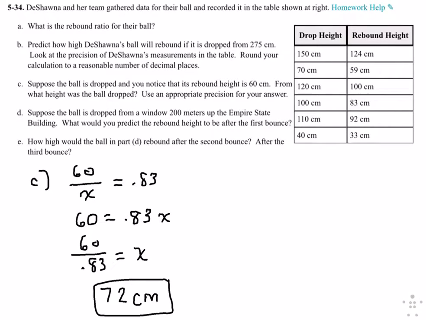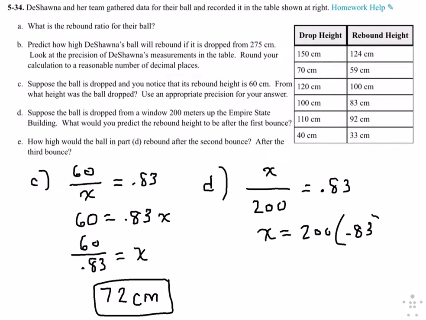Okay, for D, suppose the ball is dropped from a window 200 meters up. It's dropped from 200 meters up, so that's the drop height. What would you predict the rebound height be after the first bounce, right? After the first bounce. So that's, again, the bounce height, and that's going to equal 0.83. So we get X equals 200 times 0.83. So 200 times 0.83 comes out to about 166, right? So 166 meters. That's what I would say it would bounce up to.